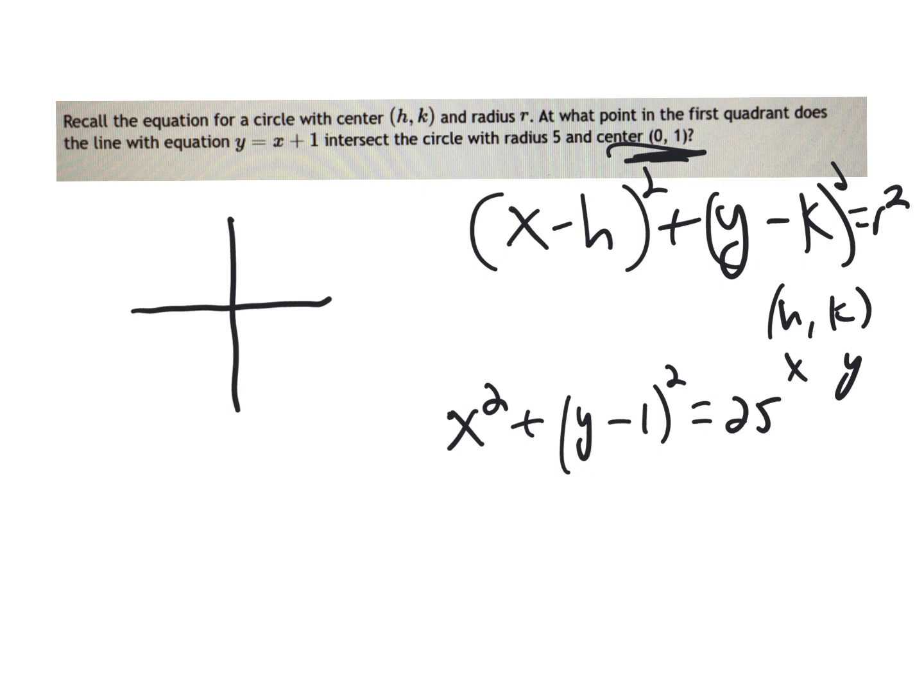Let's draw this. So it's (0, 1), there's the center. It's got a radius of 5, so 1, 2, 3, 4, 5. And I think I'm going to be able to rough it in like this, something like this.